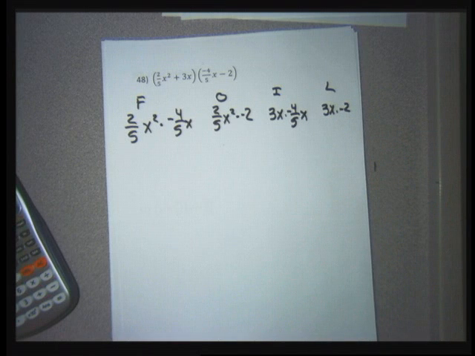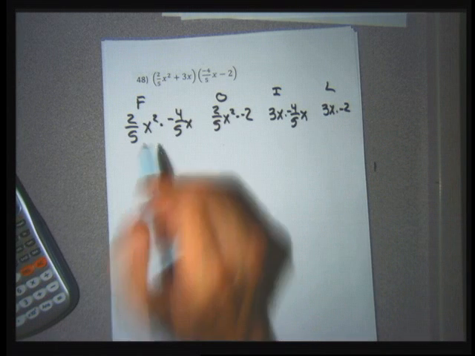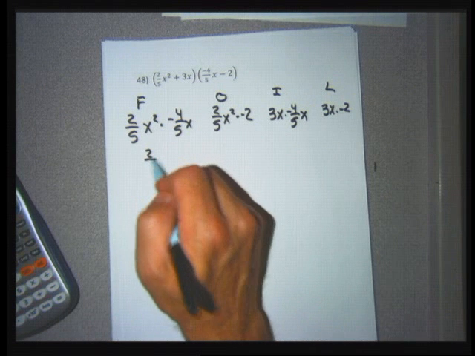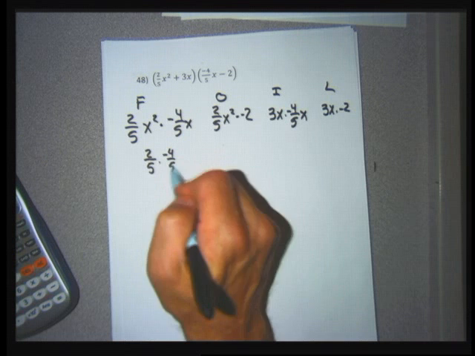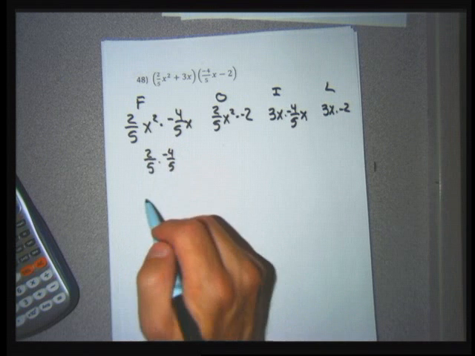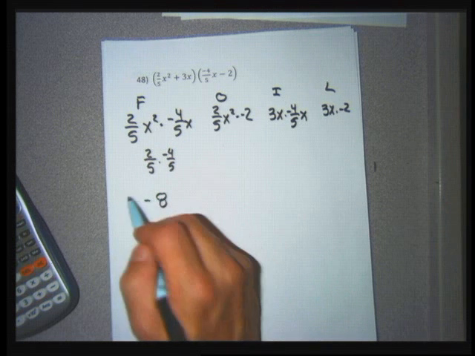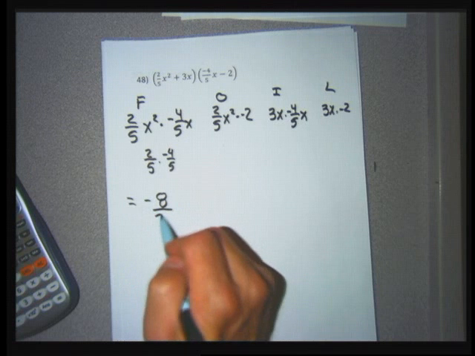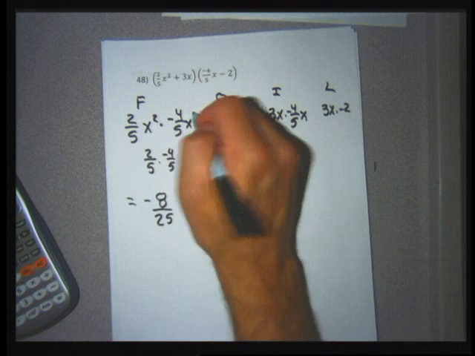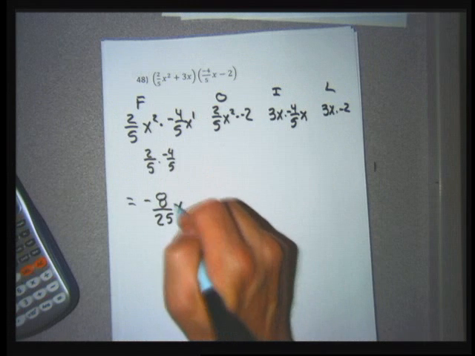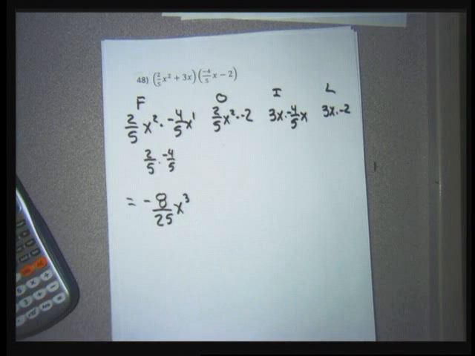So you could use your calculator to do the multiplication. The multiplication I have to do for the firsts, it would be 2/5 times the negative 4/5. And that's just going to go 2 times negative 4 is negative 8. 5 times 5 is 25. And then I'm going to add the exponents on the x's. 2 plus 1 is 3, so I'm going to get a negative 8 25ths x cubed.